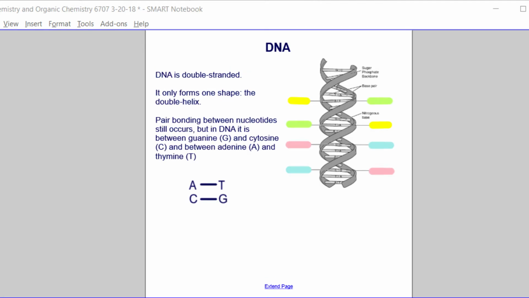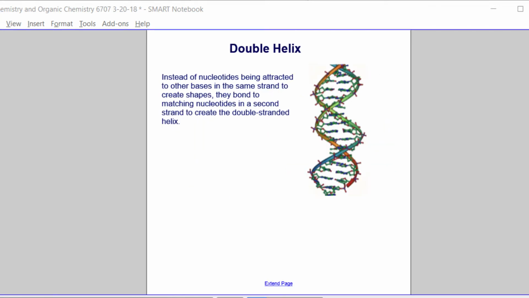DNA is double-stranded and only forms one shape, the double helix that you see shown in the diagram. Pair bonding between nucleotides still occurs, but of course in DNA it is between guanine and cytosine and adenine and thymine, AT and CG. Here's how the double helix is formed.